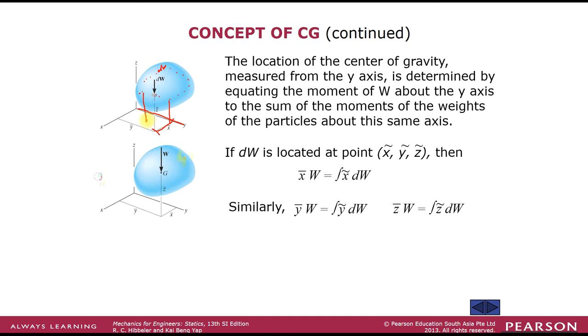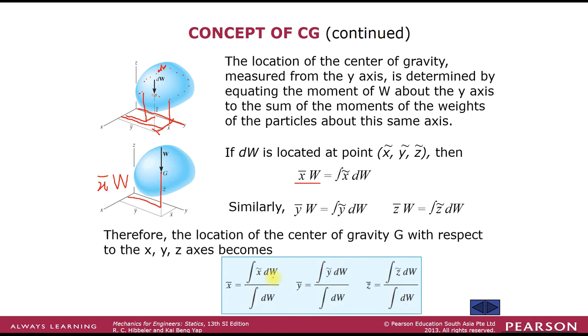So by that definition, the location of the center of gravity with respect to the xyz axes becomes the integration of the point of the individual particles times the differential weight of the particles, divided by the integration of the weights of the particles. So we get the location of x, y, and z. All of this is true for all objects.